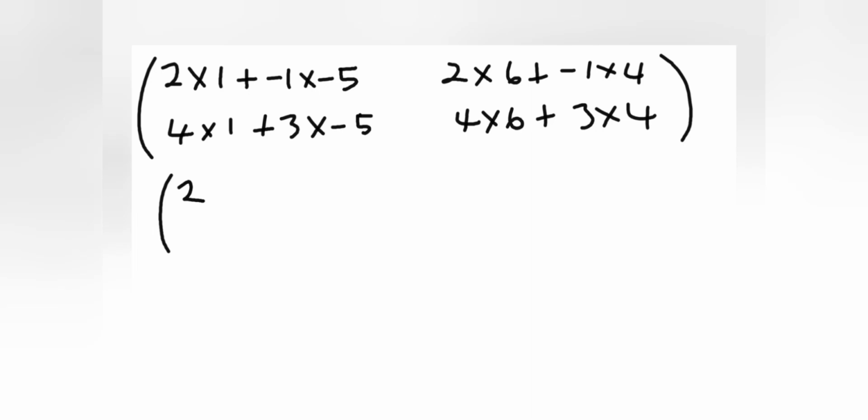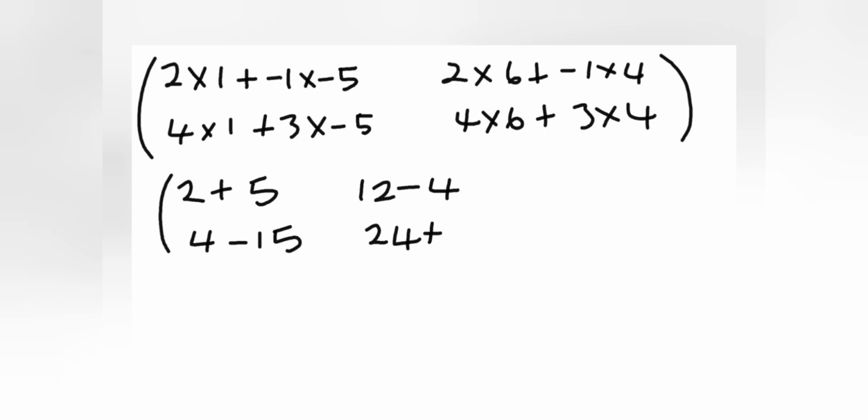So 2 times 1 gives us 2. Negative 1 times negative 5 gives us a positive 5. 2 times 6 gives us 12. And negative 1 times 4 gives us negative 4. 4 times 1 gives us 4. Minus 3 times negative 5 gives us negative 15. Next we're going to have 4 times 6 gives us 24. Plus 3 times 4 gives us 12.